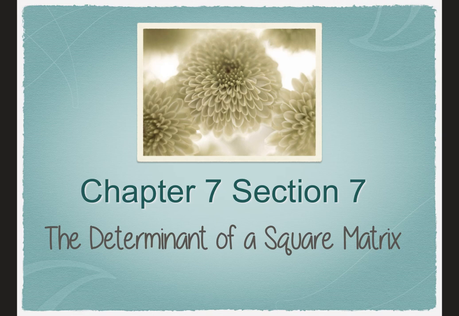7-7 is called determinant of a square matrix. In this section, you're going to learn how to do something called the determinant and then something called minors and cofactors. These are simple tasks. They're a little tedious at the end, but they're overall simple if you know what you're doing.